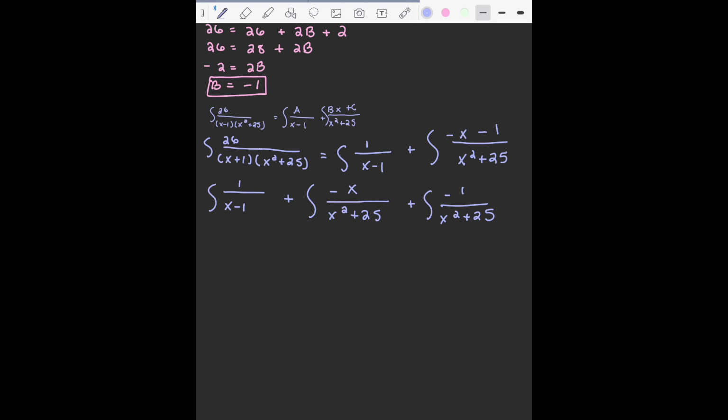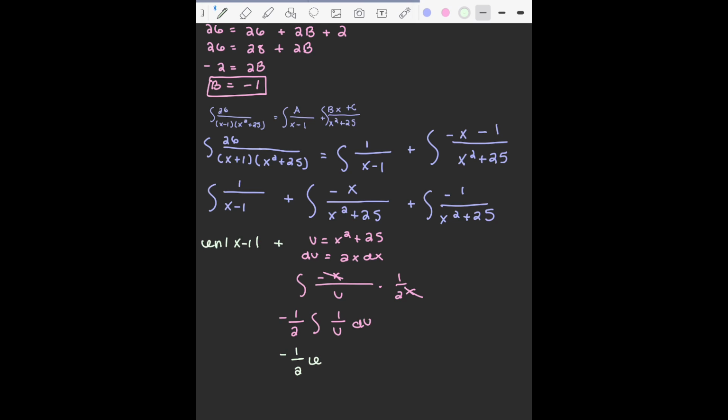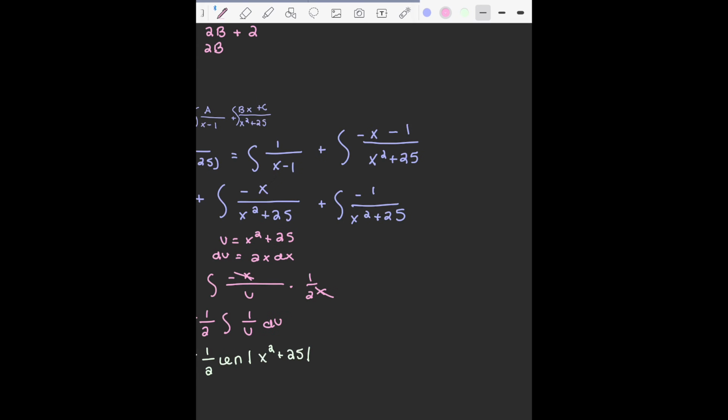Alright, so for this first term right here, we know that this is just the natural log of x minus 1. For this second term here, we can use substitution. So the solution to this is just going to be -1/2 the natural log of x squared plus 25. The next one is a little bit more tricky.